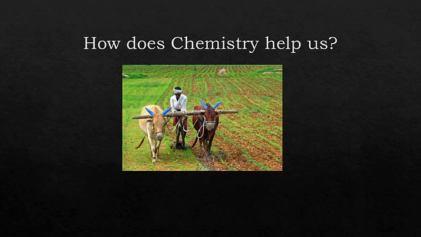Chemistry helps us in various ways. The first one is agriculture, as you can see in this picture. It helps the farmers grow the plants in a certain way so that insects and other animals do not eat the crops or infect them. They use fertilizers, herbicides, or mainly pesticides to kill insects or unwanted herbs.